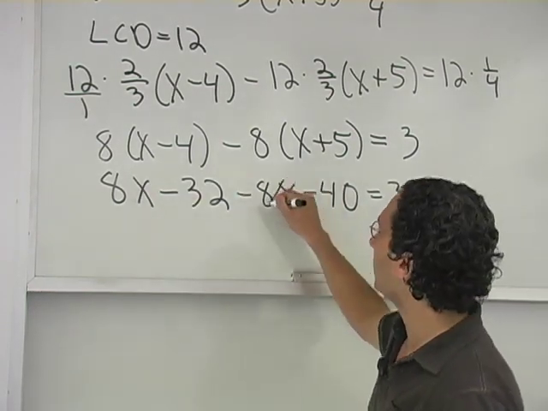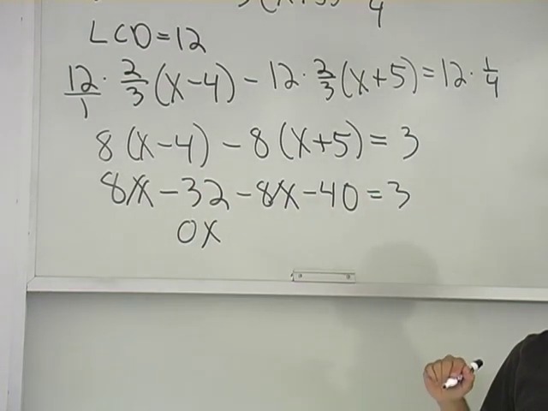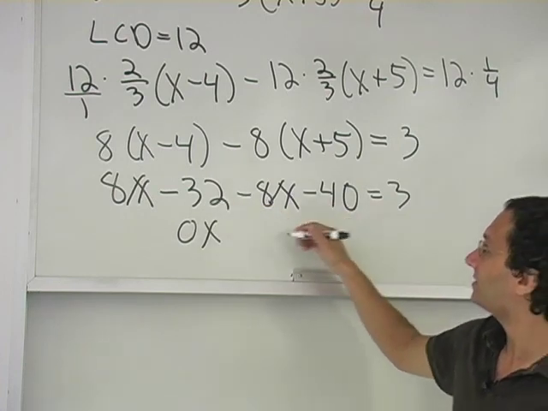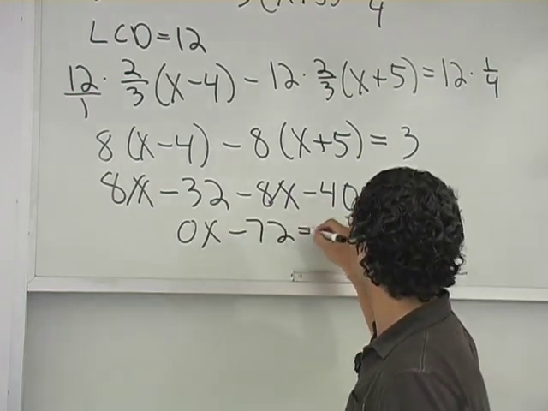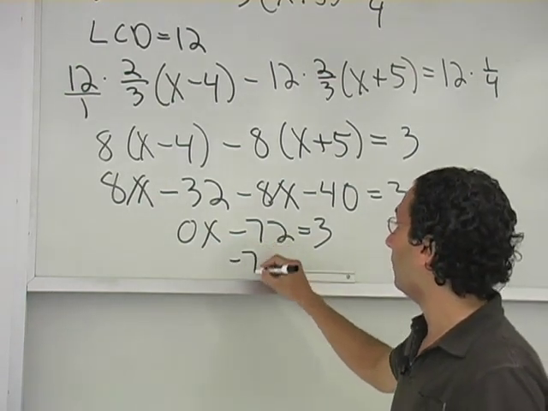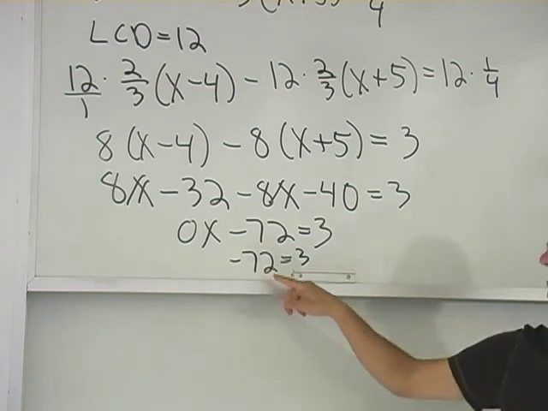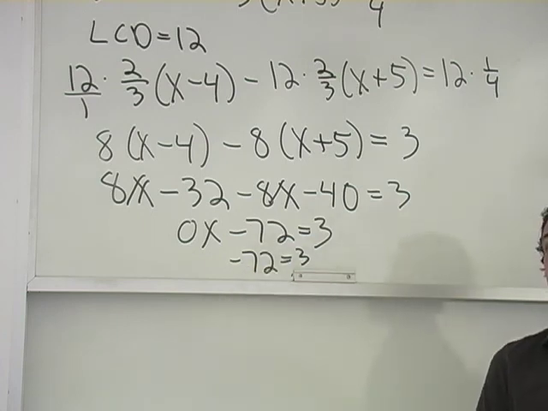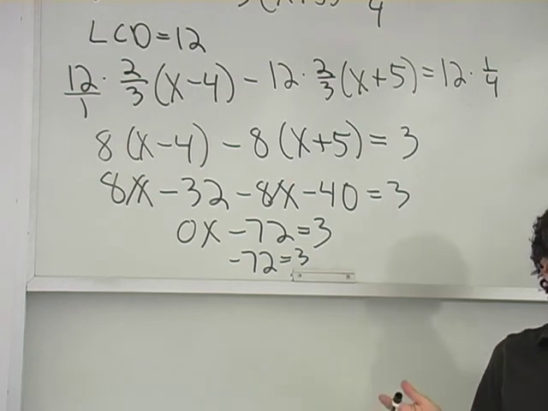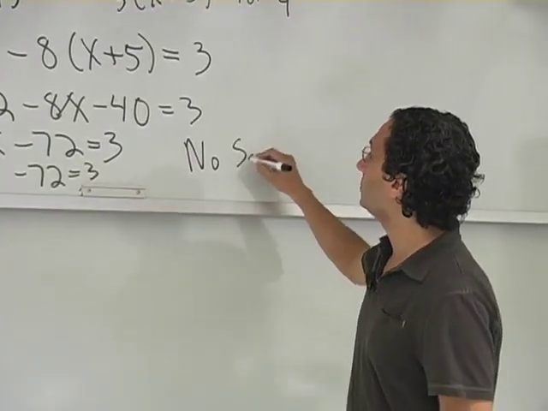Combining x's, ooh, this is interesting. Combining x's, it looks like I have 0x, and I have a minus 72 equals 3. Well, 0x is just the same thing as 0. So I come down to this equation, minus 72 equals 3. When is that true? That's never true. So this guy has no solution.